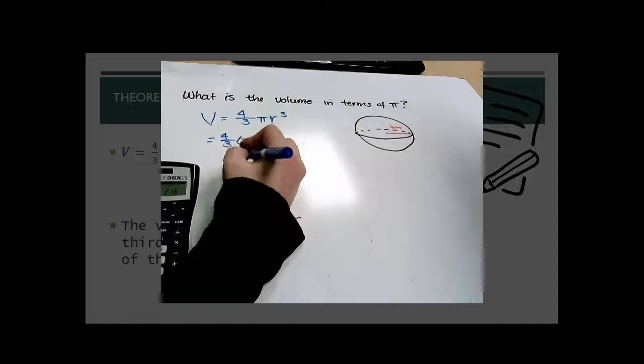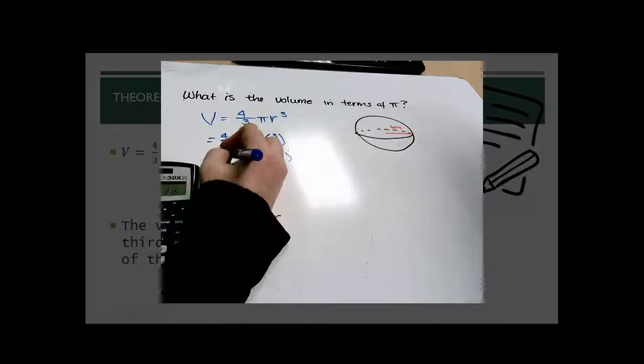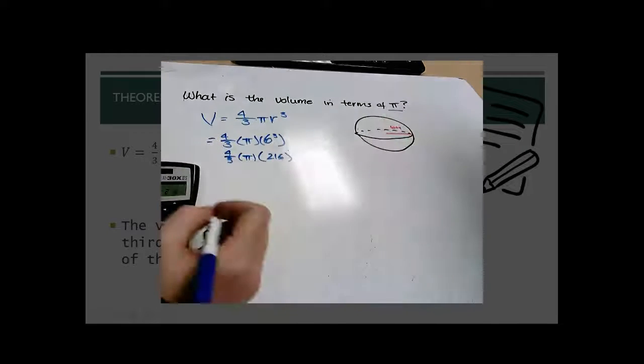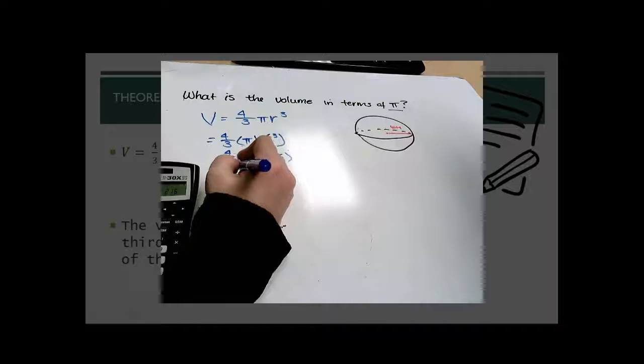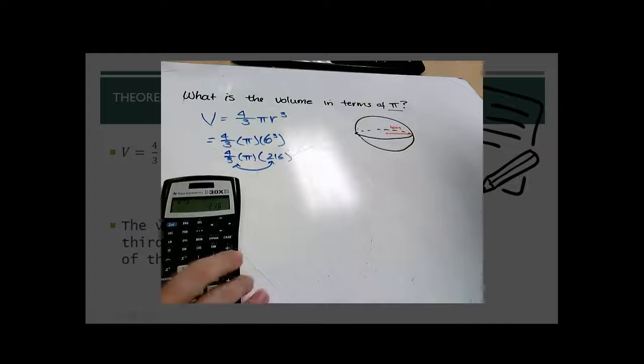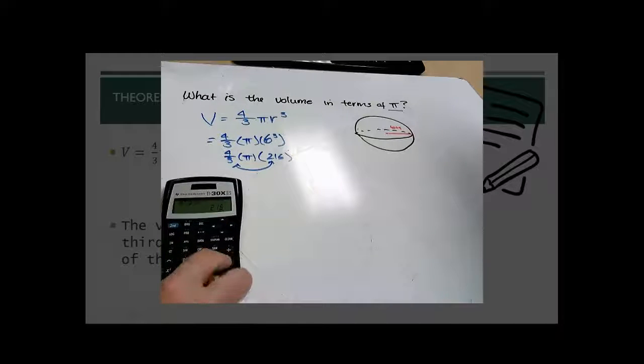216, that should say. And then we still need to multiply by pi. And we still need to multiply by 4/3. Now notice it tells us we can leave this in terms of pi. So really, the only things I need to do here are multiply my 216 by 4/3. So I'll take 216 and multiply it by 4, and then take that answer and divide it by 3.